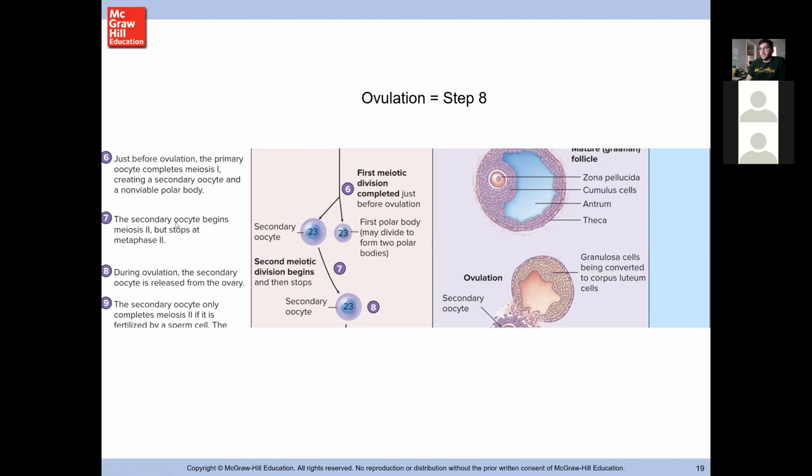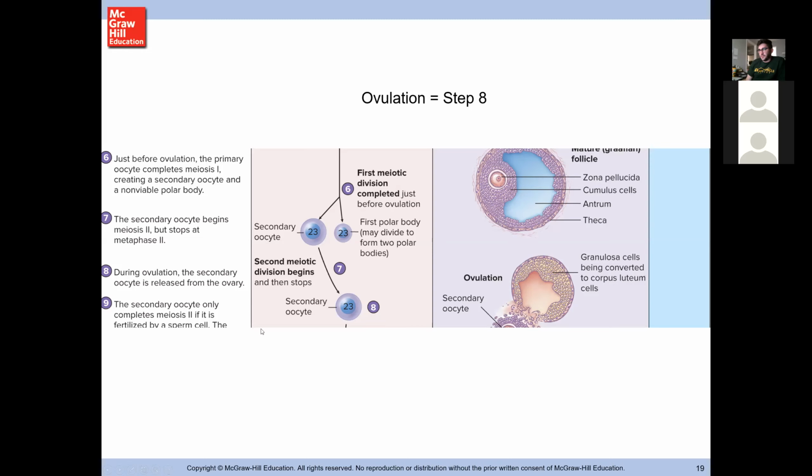So the secondary oocyte begins meiosis 2, but then stops at metaphase 2. And then during ovulation, the secondary oocyte gets released from the ovary, okay? So that's what we end up seeing over here. So during ovulation, that gets released from the ovary.